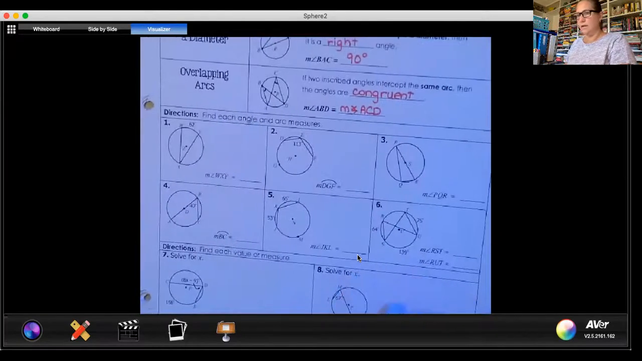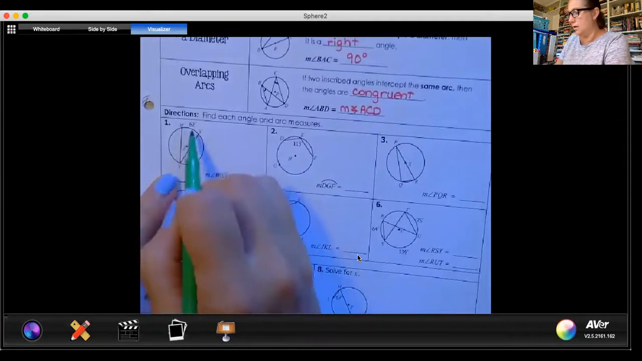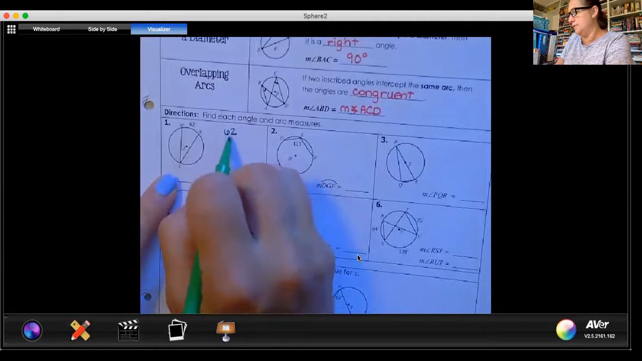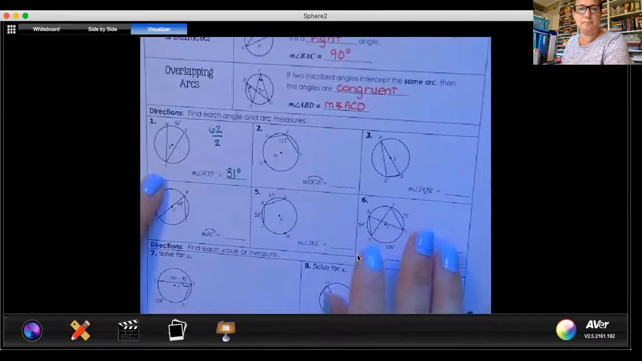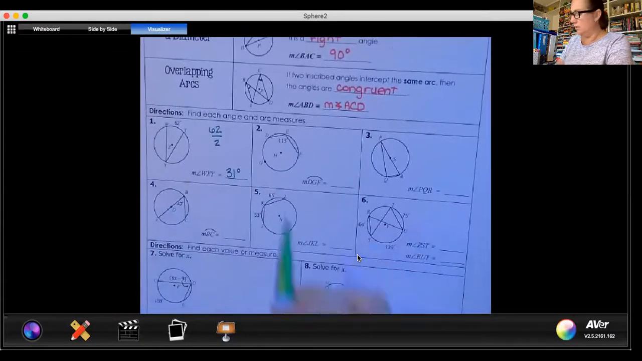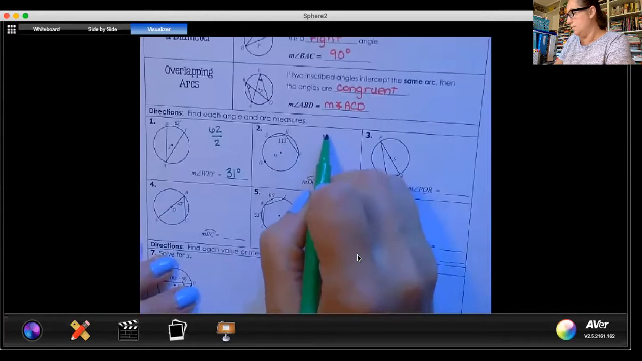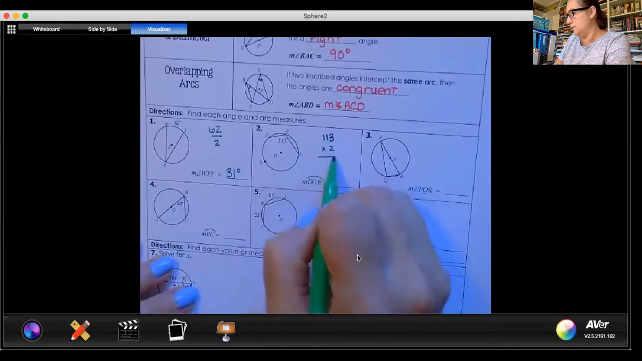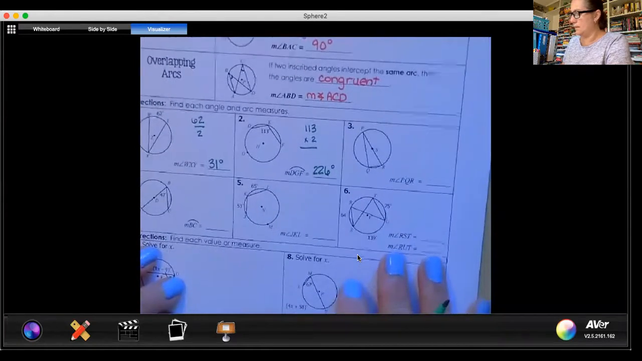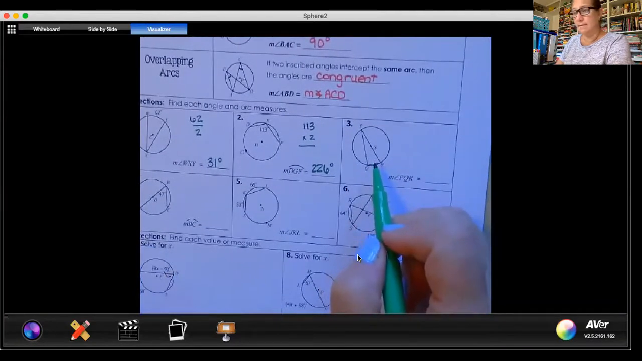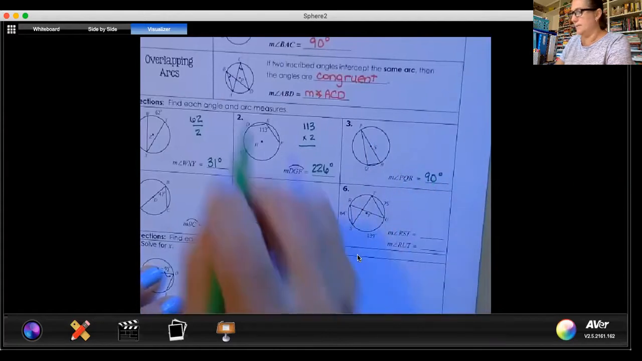All right, so taking a look at number one, find angle WXY. The arc is 62 degrees, so 62 divided by 2 is 31 degrees. And for number two, find arc DGF. 113 is the angle, so 113 times 2 would be 226 degrees. This is intercepting a diameter, so your angle would be 90 degrees. This is up here.